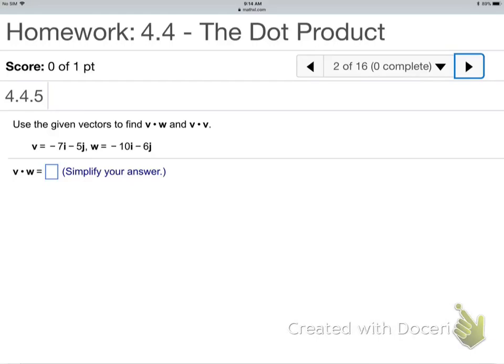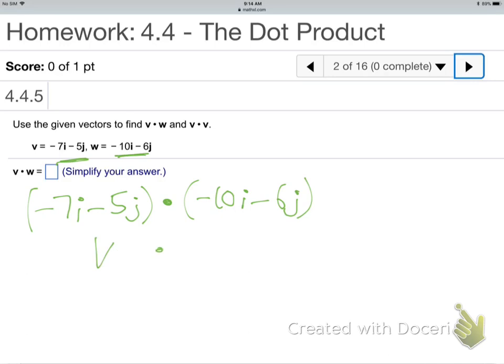All right, so there we go. V dot w, there's v, there's w. So they want me to take vector v, minus 7i minus 5j, dotted with vector w. So vector v dot with vector w. Oh, yes, see, I did forget. I told you. Yes.